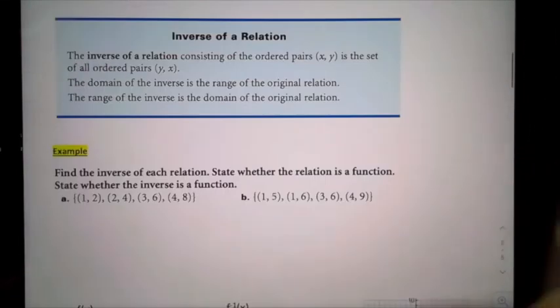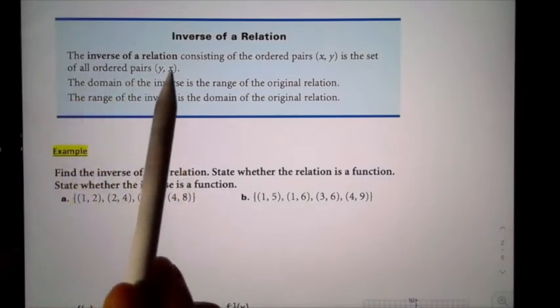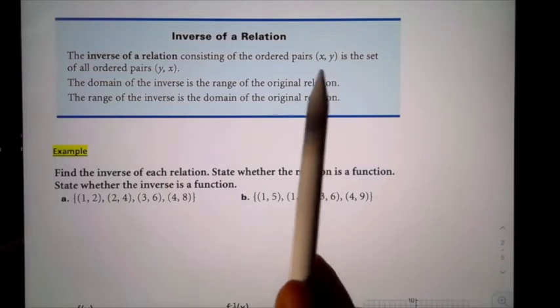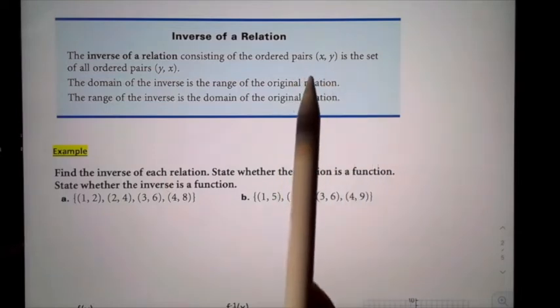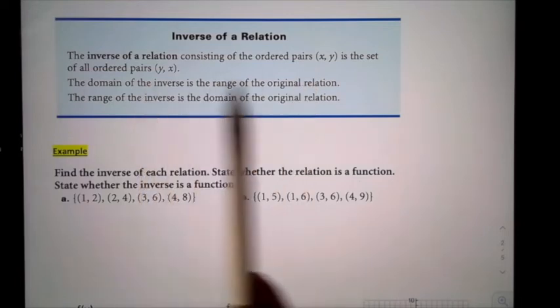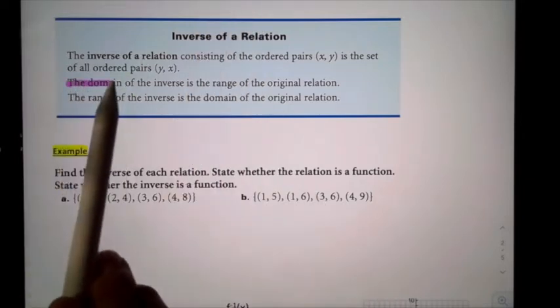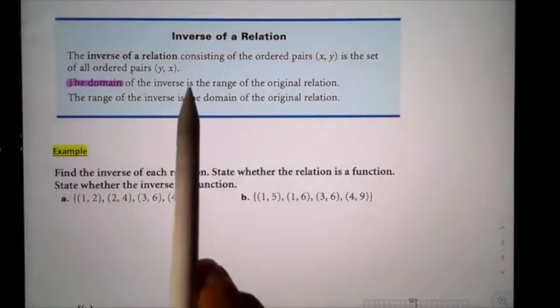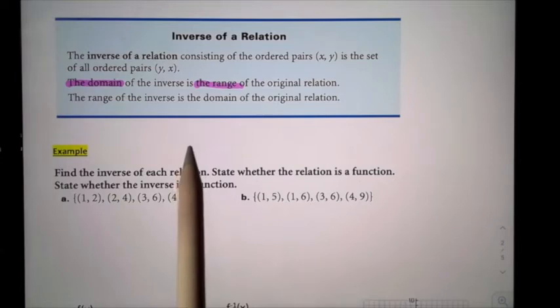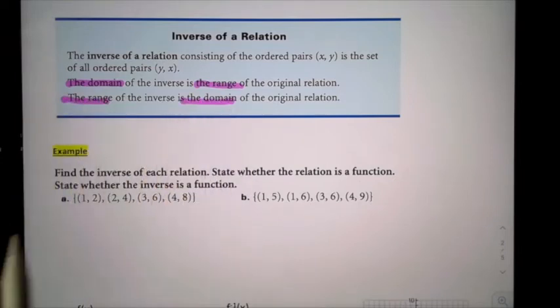So look, inverse of a relation. That means the inverse of a relation consisting of the ordered pairs (x, y) is the set of all ordered pairs (y, x). So what do we do? x to y, y to x. You just switch x and y. So the domain of the inverse is the range of the original, and the range of the inverse is the domain of the original. So literally we're just switching x and y.